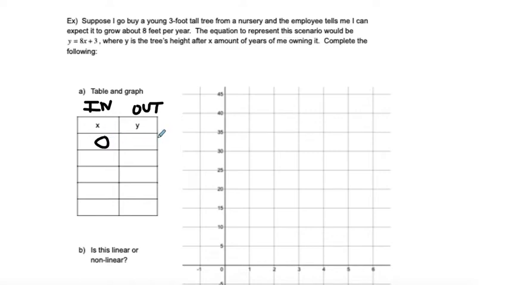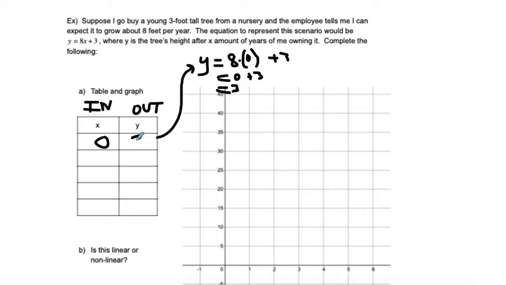So if you forgot how to do this, that's fine. We can come up over here. Basically, anytime you are substituting a value in, you're going to be replacing it. I always put it in parentheses. So here I'm replacing the x with a 0. And in this equation, 8 times 0 is definitely 0. And 0 plus 3 is 3. So after 0 years of owning this tree, which means I just bought it, it is 3 feet tall.